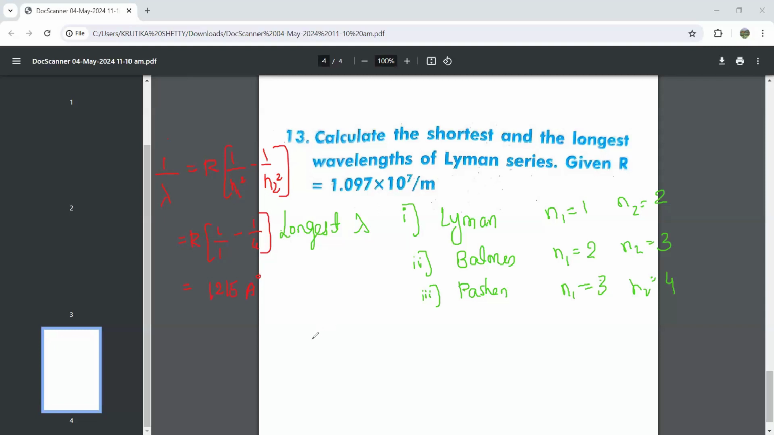So for the Balmer series, 1 by lambda is equal to R into bracket 1 upon 2 square is 1 upon 4 minus 1 upon 3 square is 9. And for the Passion series, it is 1 by lambda is equal to R into bracket 1 by 3 square is 9 minus 1 by 4 square is 16. So please tell me both the values. Solve it. Then we will end the session.